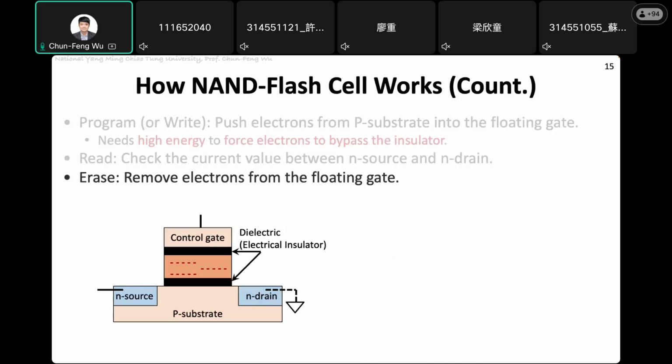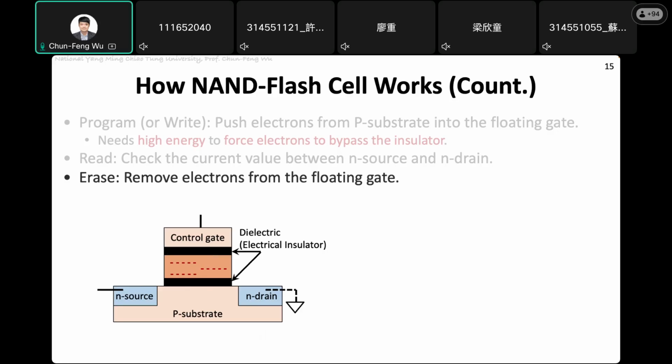So we talked about program and read. The next thing is, how do we drag them off? I mean, how do we remove the electrons from this floating gate? Because this is a dielectric layer, if we don't apply any energy, the electrons will stay inside, ideally forever. But it isn't actually forever, for some reasons I will explain later.